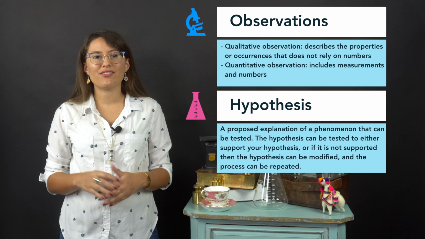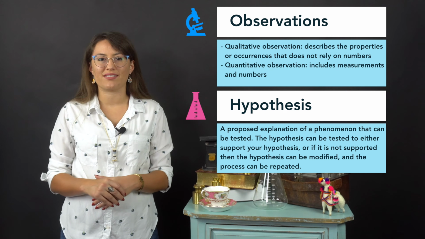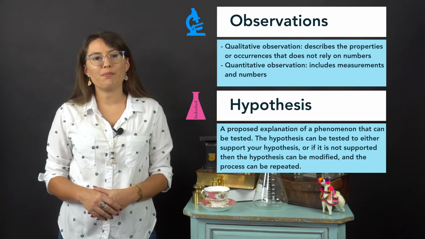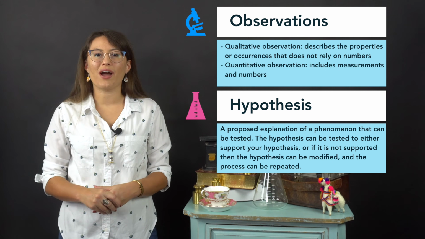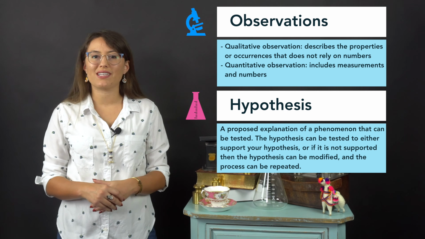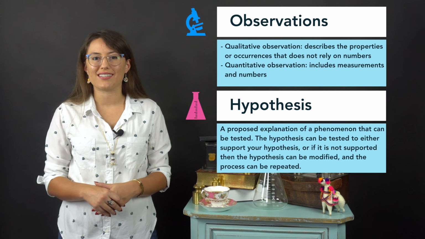From here, the hypothesis can be tested to either support your hypothesis, or if it is not supported, then the hypothesis can be modified and the process can be repeated. Hence, why this process is cyclic. When a hypothesis has been repeatedly supported by experiments, it can in time be accepted as a theory.